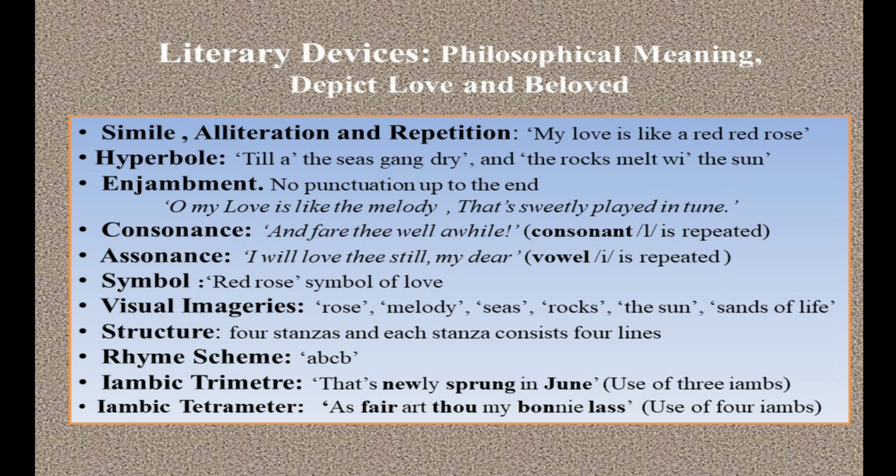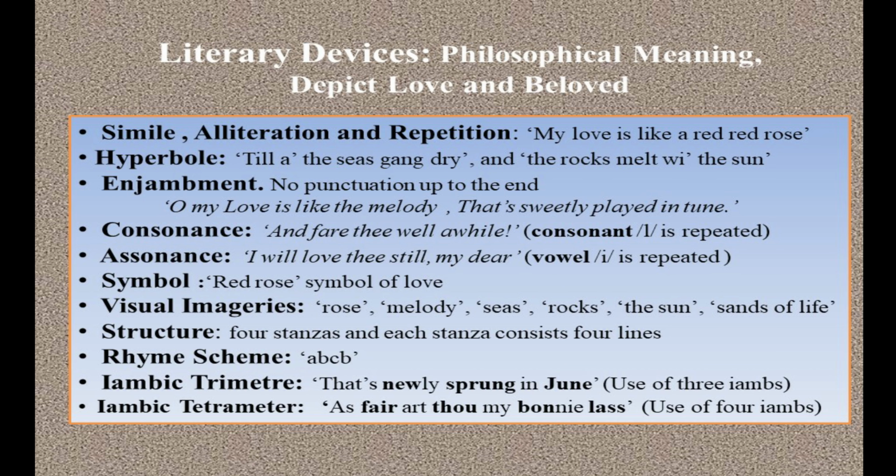Now let's see the literary devices used in the poem. The poem is decorated with various literary devices. They help the readers to understand the philosophical meaning of the poem. They are used to depict love and the beloved. Comparison of the love with a red rose and melody explains simile.